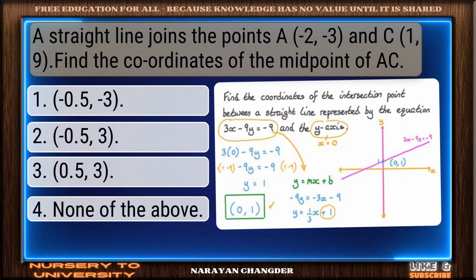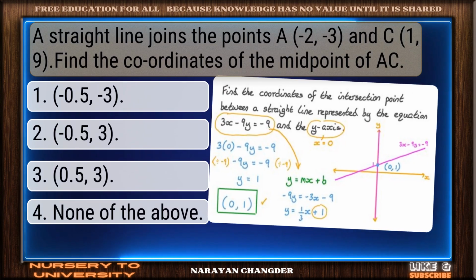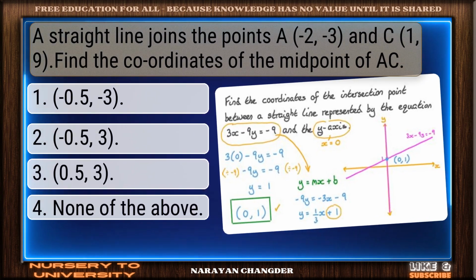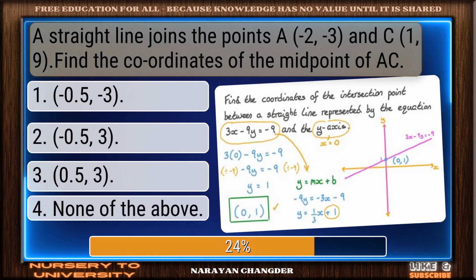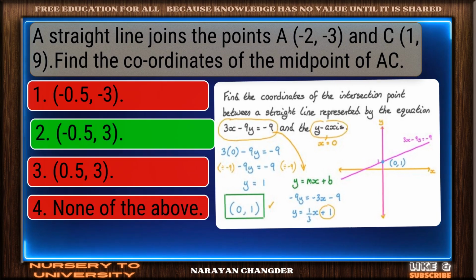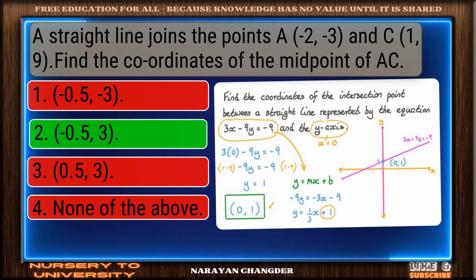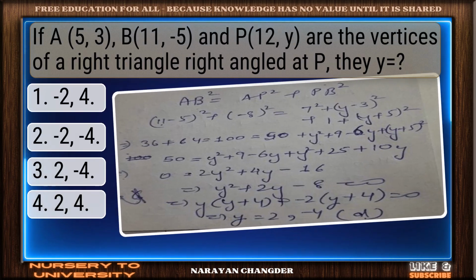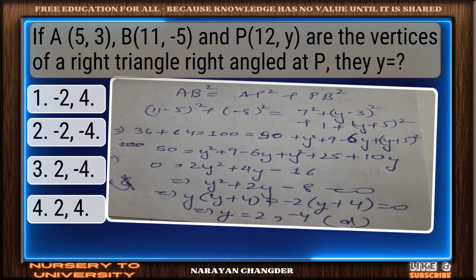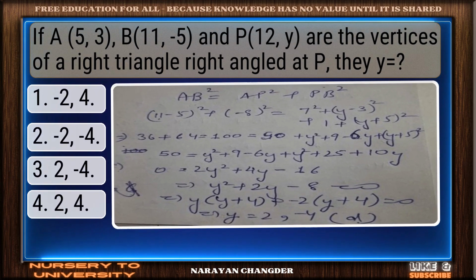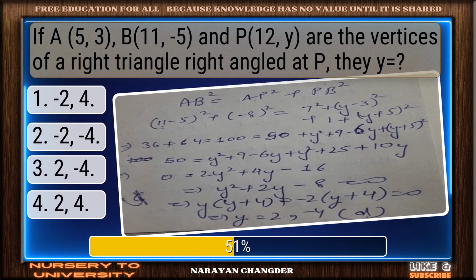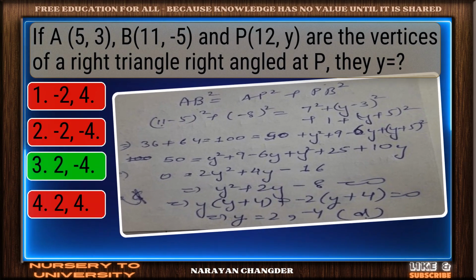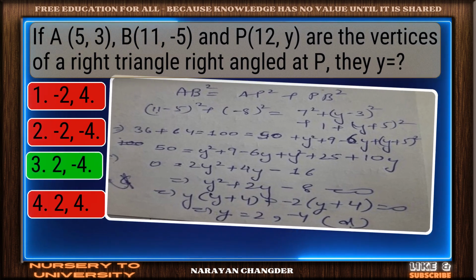Question number 43. A straight line joins the points A and C. Find the coordinates of the midpoint of F. Well picked. Is the correct answer. Question number 44. If A, B and P are the vertices of a right triangle right-angled at P, then y equals 2. Correct. 2,4 is the right answer.